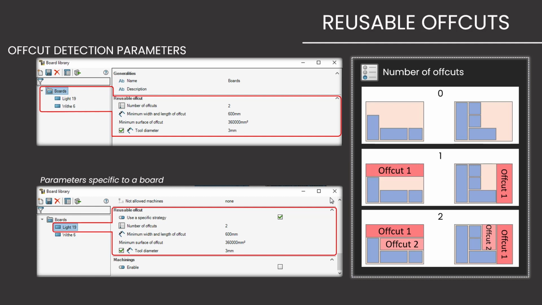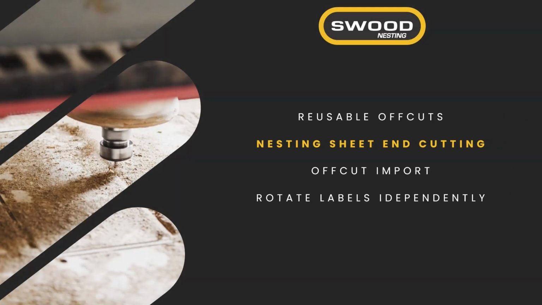The offcut number parameter offers the option to activate or deactivate offcut detection. If it's set to 0, the detection is disabled. If it's set to 1, only the end cut offcut is detected. And if it's set to 2, 2 offcuts can be detected. When the offcuts are detected, SWOOD has to cut them with this new operation, nesting sheet and cutting.